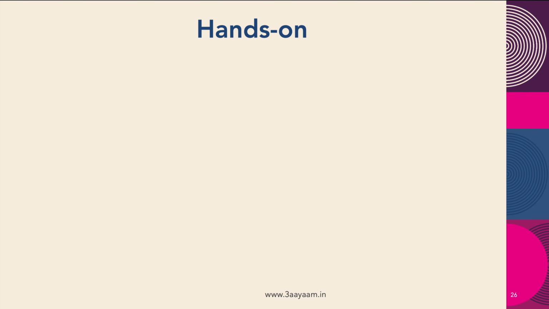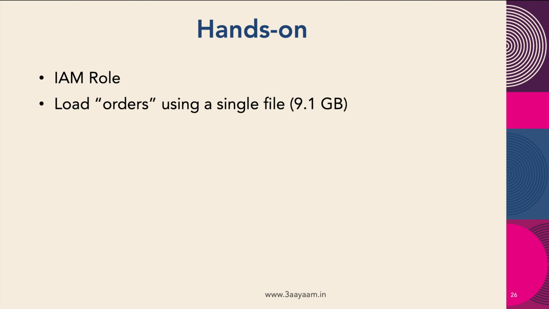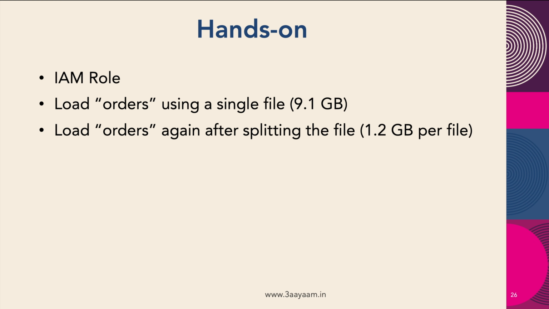So let's do the hands-on. First, we'll check the IAM role which is attached to the cluster. Then I will load the orders table using a single file of approximately 9 GB. Then I'll split the file and load the orders table again. After splitting, each file would be approximately 1 to 1.2 gigabytes.